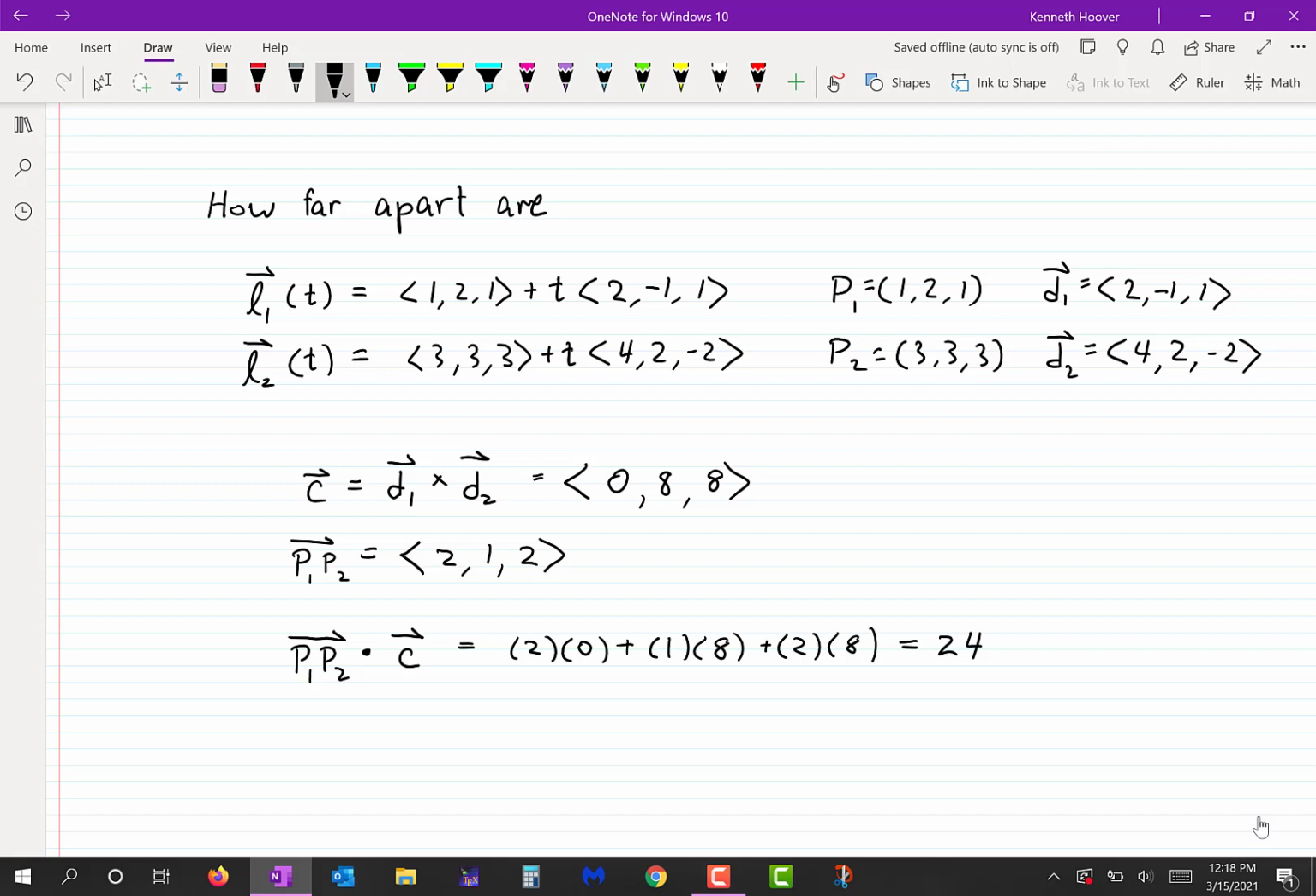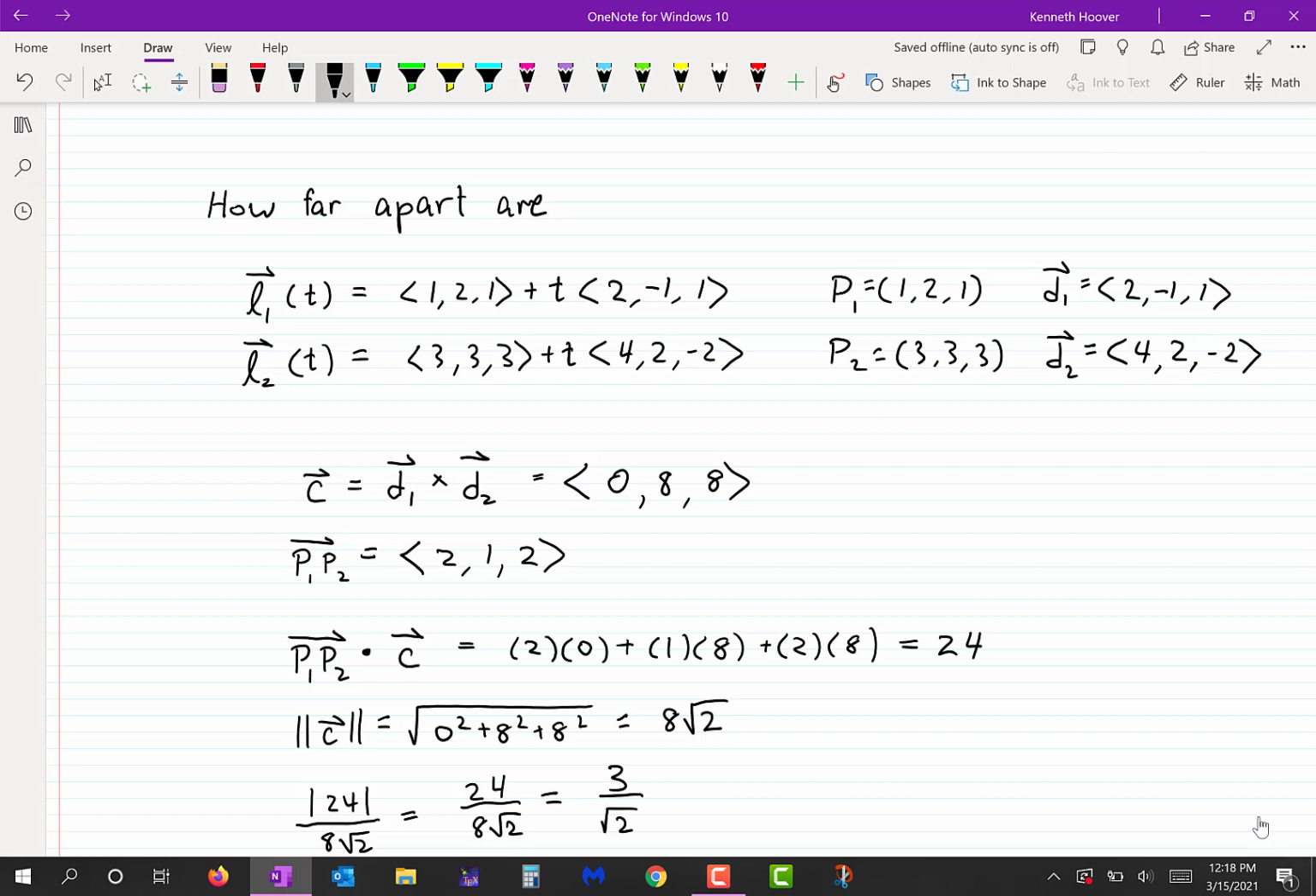What's the magnitude of vector C? That's the square root of 0 squared plus 8 squared plus 8 squared, which is 8 root 2. So the distance between those two lines is the absolute value of 24 divided by 8 root 2. So that's 24 over 8 root 2. Whoops, not 3, 2. So that's 3 over root 2.